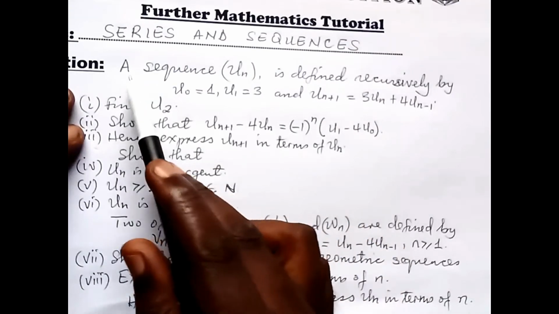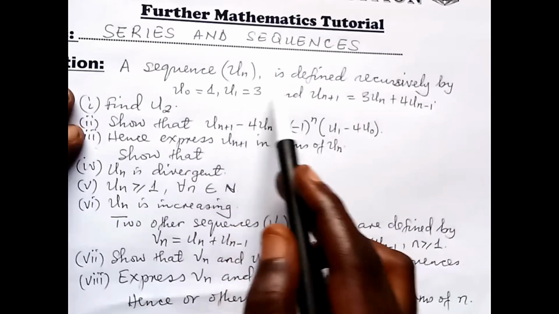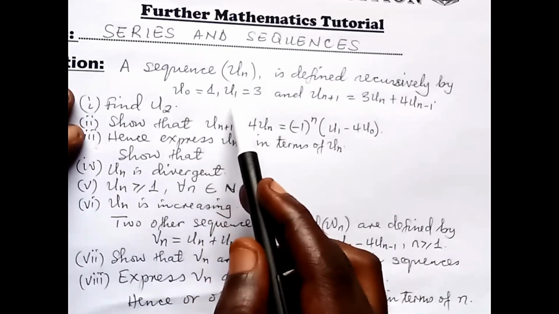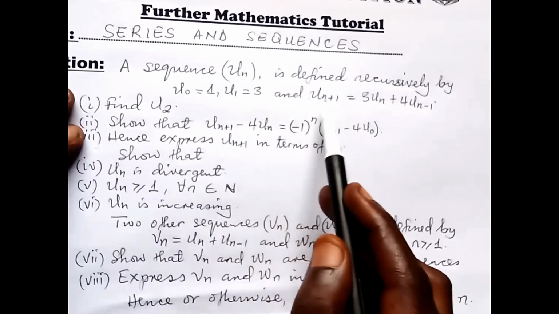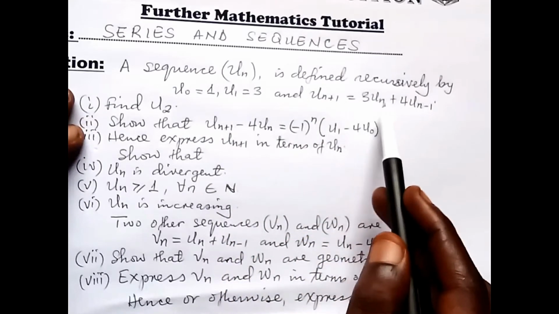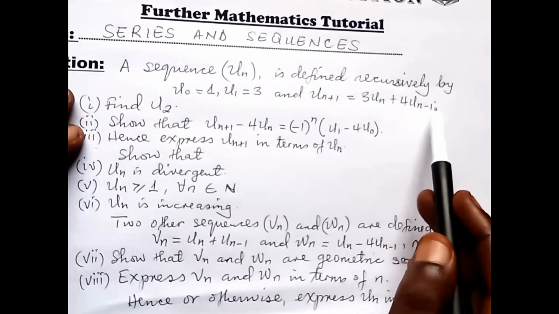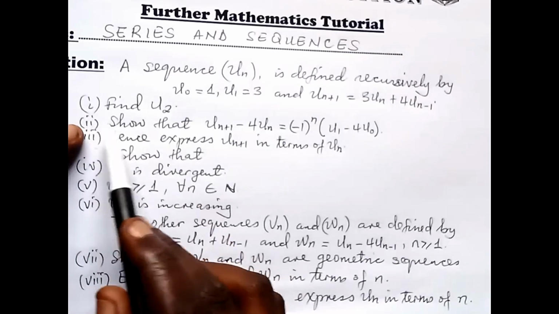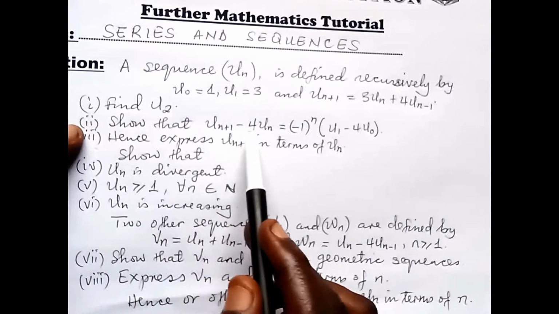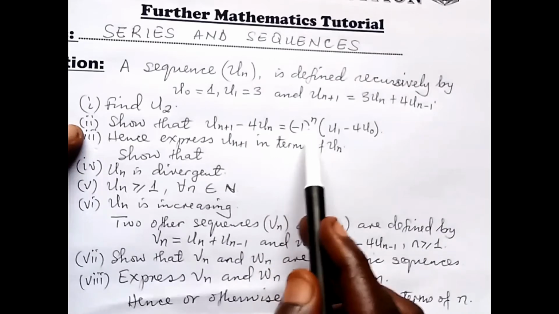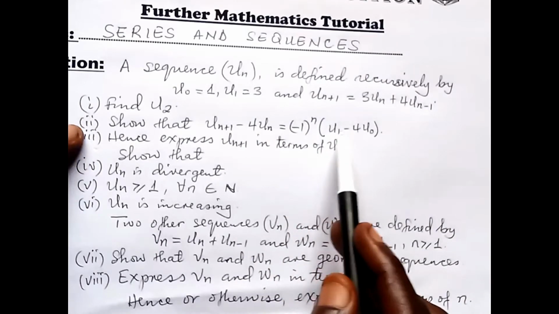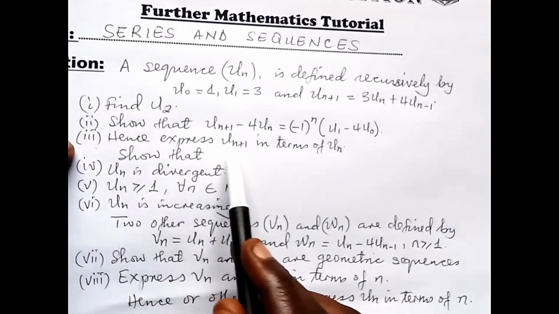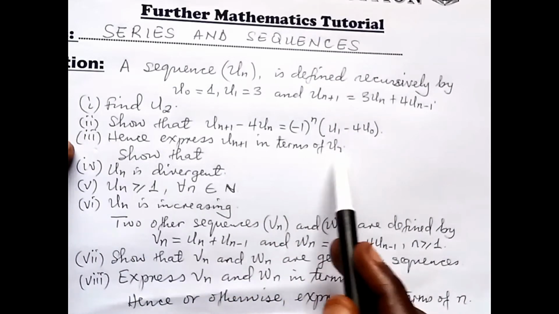The question says a sequence un is defined recursively by u0 equals 1, u1 equals 3, and un plus 1 equals 3un plus 4un minus 1. Roman 1: Find u2. Roman 2: Show that un plus 1 minus 4un equals negative 1 to the n into u1 minus 4u0. Roman 3: Hence, express un plus 1 in terms of un.